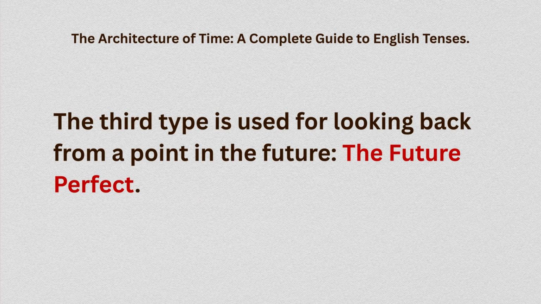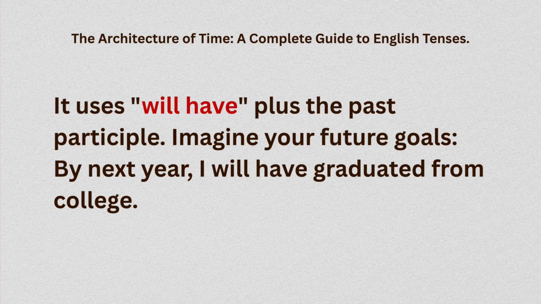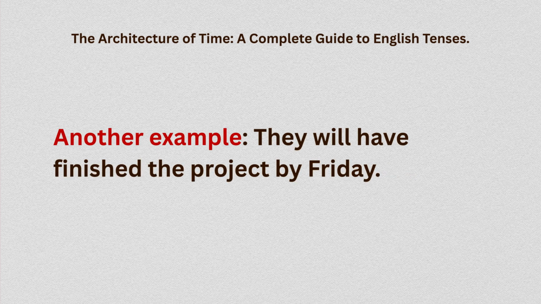The third type is used for looking back from a point in the future, the future perfect. The future perfect describes an action that will be completely finished by a specific point in the future. It uses will have plus the past participle. Imagine your future goals. By next year, I will have graduated from college. You are standing in the future and looking back at a completed task. Another example. They will have finished the project by Friday.